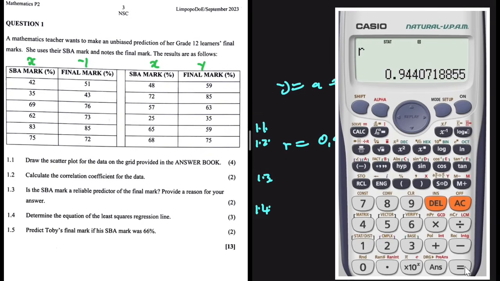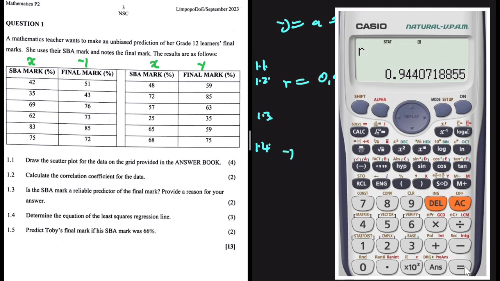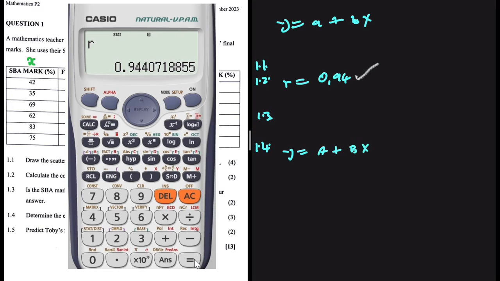Let's move to the next question, 1.4. Determine the equation of the least squares regression line. Like I've said, we have y equals a plus bx. So we just need to find the value of a and the value of b using our calculator. Let's go ahead and do that. Again, we're going to press AC, Shift, and 1. We're going to go to number 5, regression. And now we're looking for A, so we're going to press 1. And A is equal to, let me just write that down, 14.49. That is the value of A.